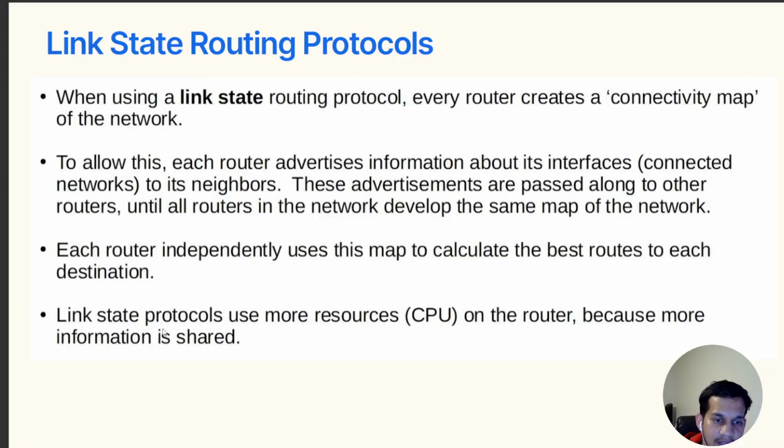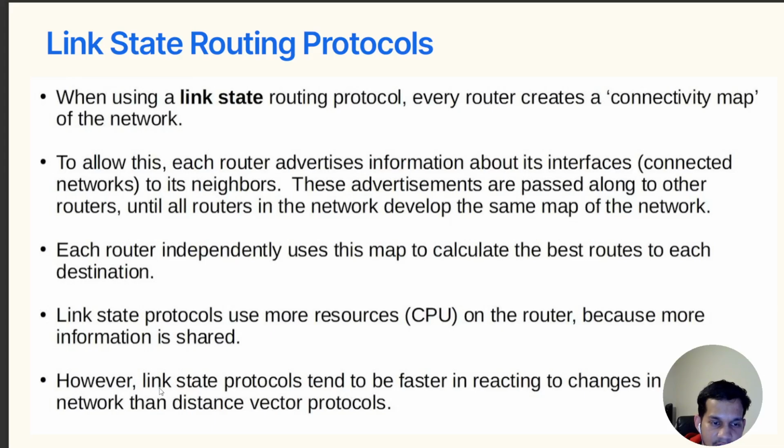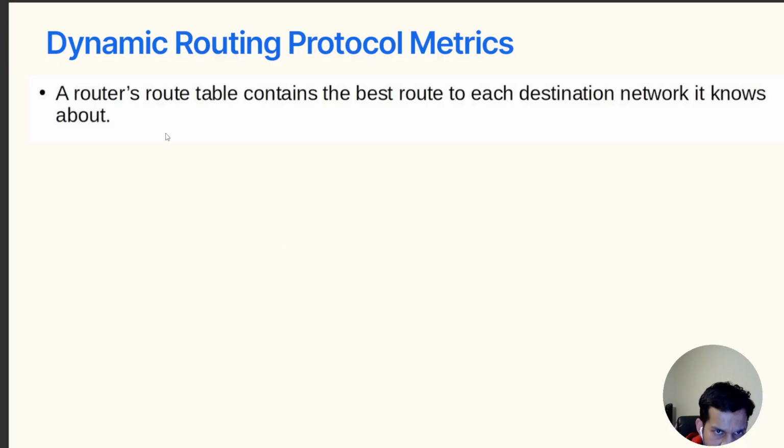Link state protocols use more CPU on the router because more information is shared. However, link state protocols tend to be faster in reacting to changes in the network than distance vector, obviously, since they have the map of the network, so they can calculate the best route to reach the destination at any point. So let's go on to the dynamic routing protocol metrics.